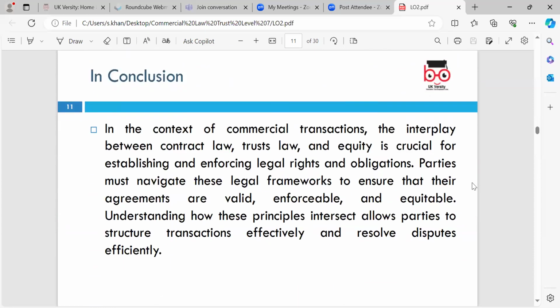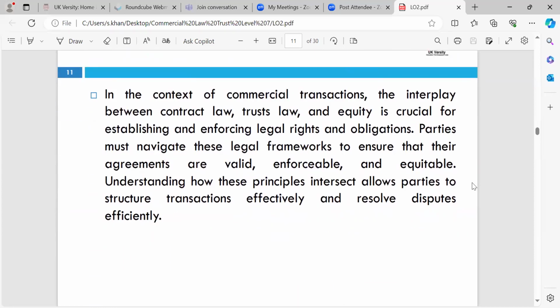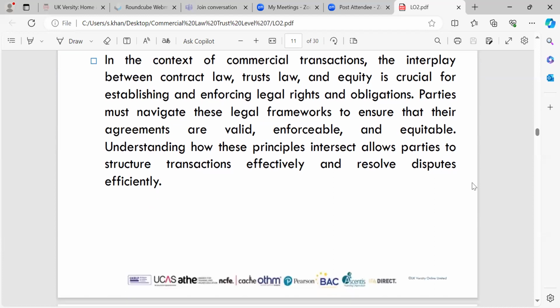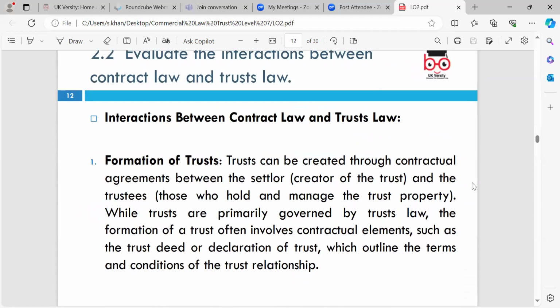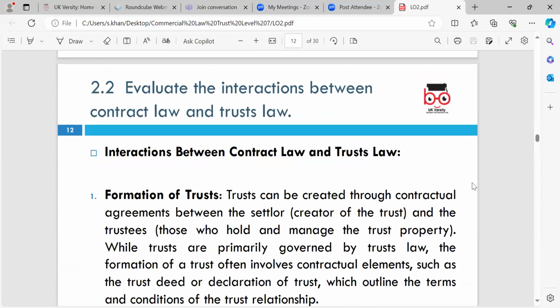In conclusion, in the context of commercial transactions, the interplay between contract law, trust law, and equity is crucial for establishing and enforcing legal rights and obligations. Parties must navigate these legal frameworks to ensure that their agreements are valid, enforceable, and equitable, meaning fair. Understanding how these principles intersect allows parties to structure transactions effectively and resolve disputes efficiently. So 2.2, evaluate the interactions between contract law and trust law.